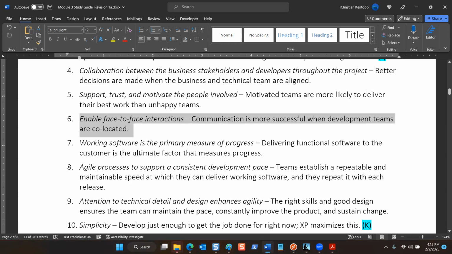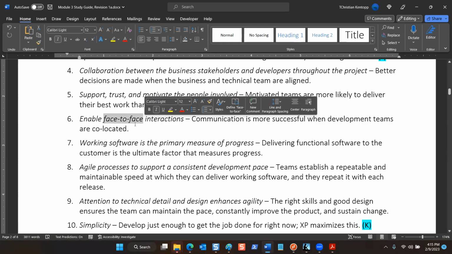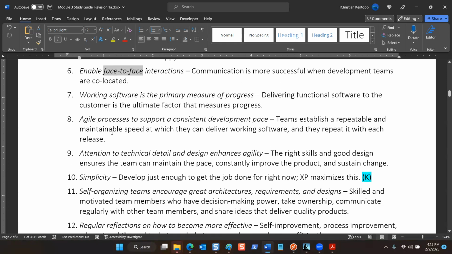So enable face-to-face interactions. Communication is more successful when development teams are co-located. That means physically in person, or at the very least, they have frequent face-to-face with Zoom, right? And that has changed things quite a bit. We're more comfortable working face-to-face with Zoom, so we don't necessarily have to be physically there. It's hugely different, though, when people are physically there. I'm just going to say that.